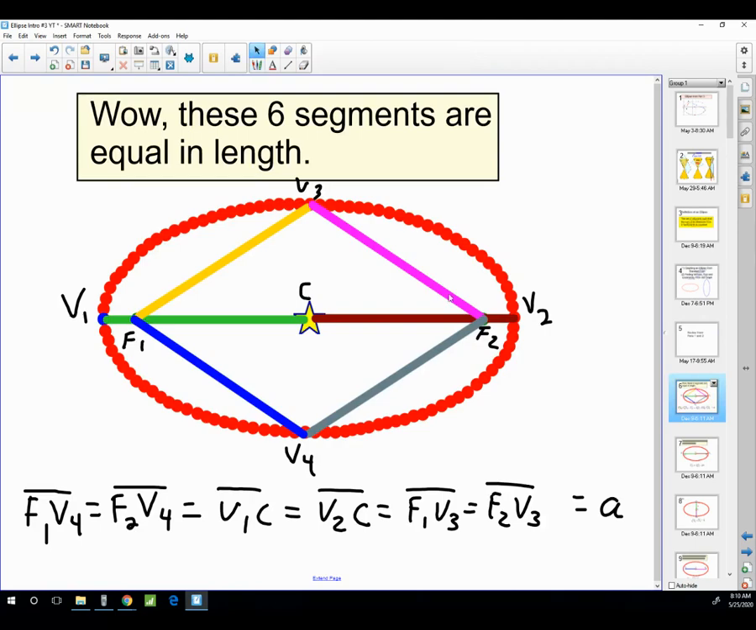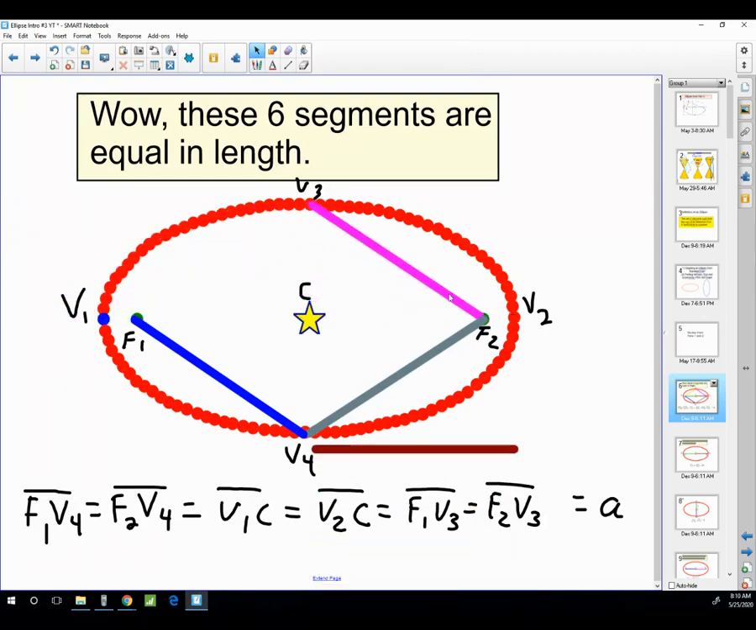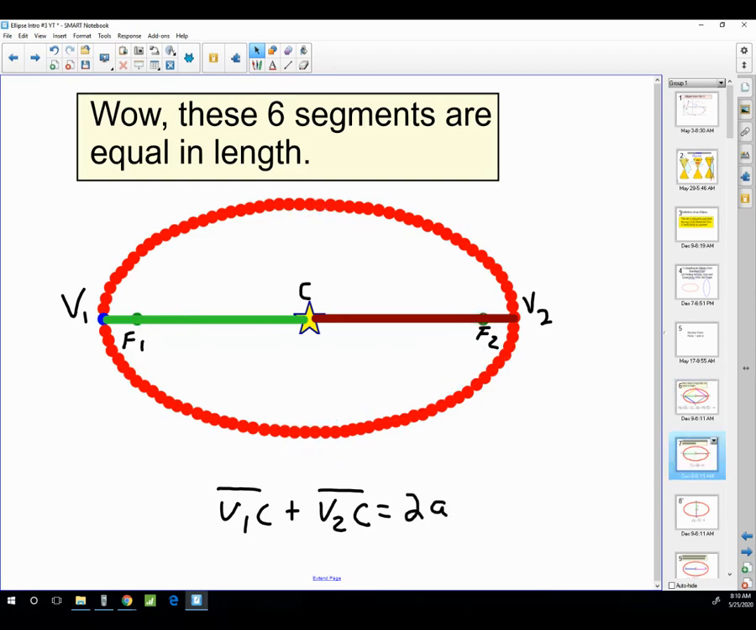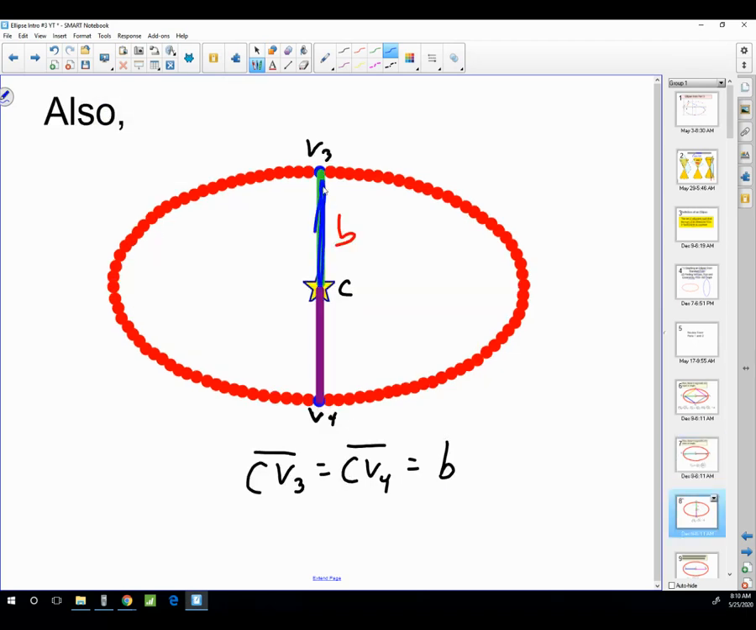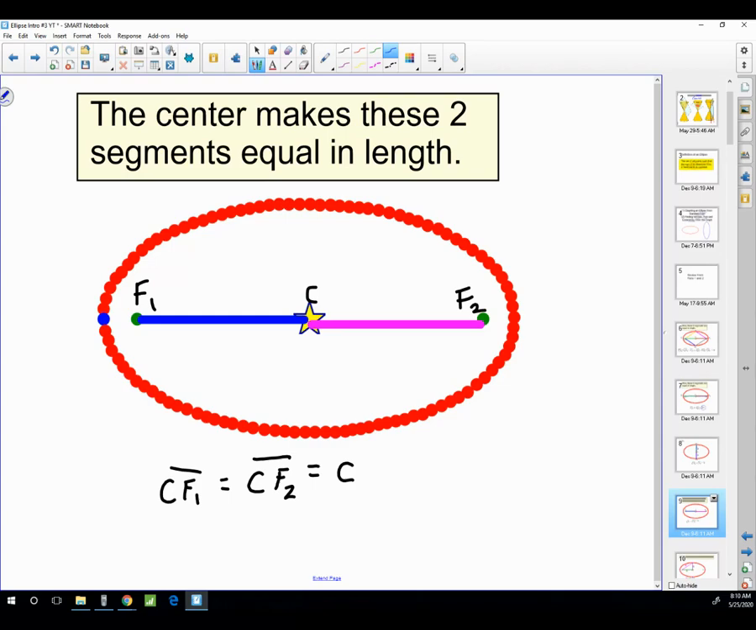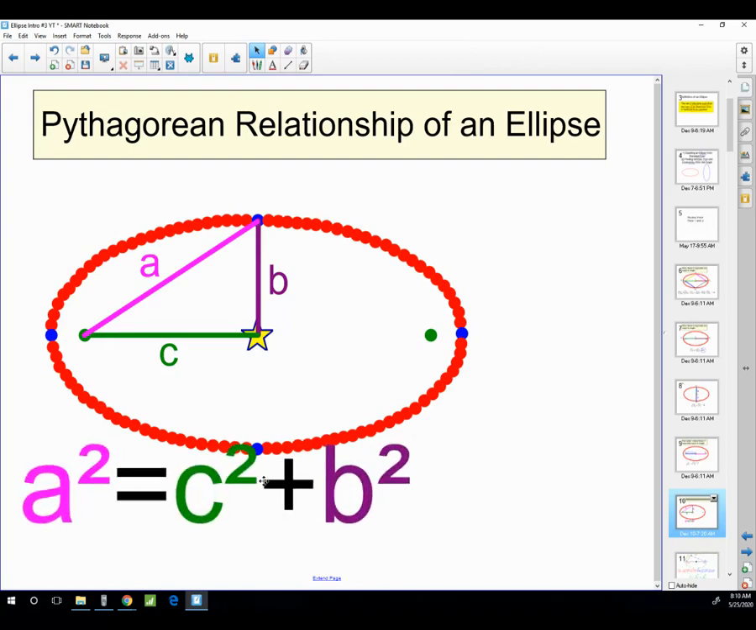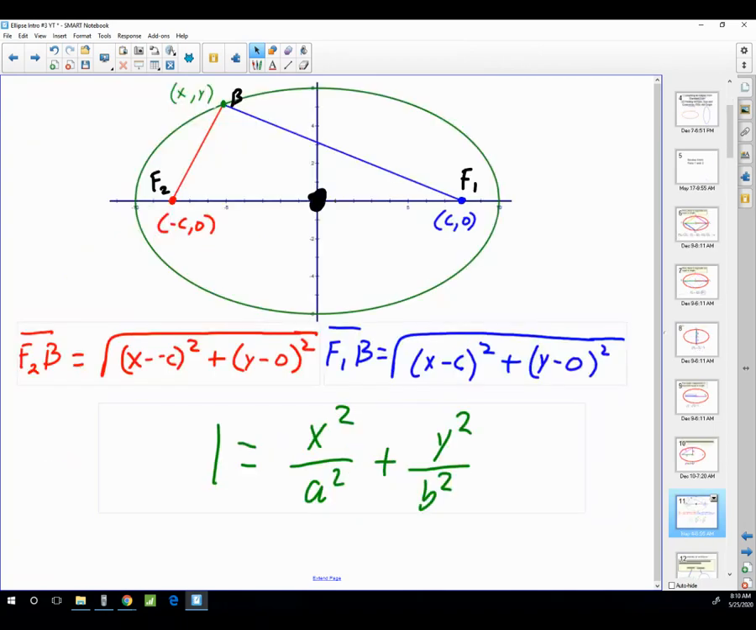Remember, A occurs 6 times in the ellipse, and that's crazy. It's the distance from center to major axis endpoint, or from minor axis endpoint to focus. And remember, if there's 2 of them, it's the major axis. We call that 2A. This length right here, half the minor axis, is B. It occurs twice. If you put them together, it's 2B. And the distance C is from center to focus. There is a Pythagorean relationship where A squared equals C squared plus B squared, which we've used a lot.